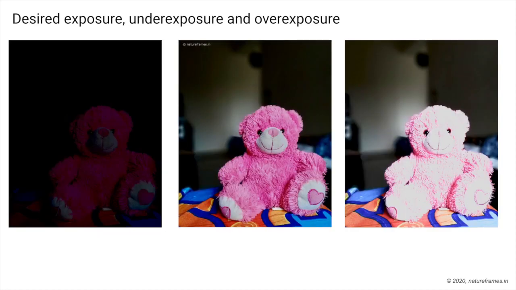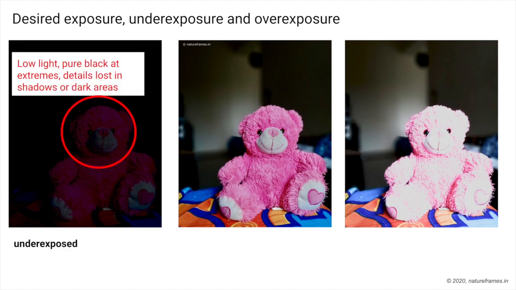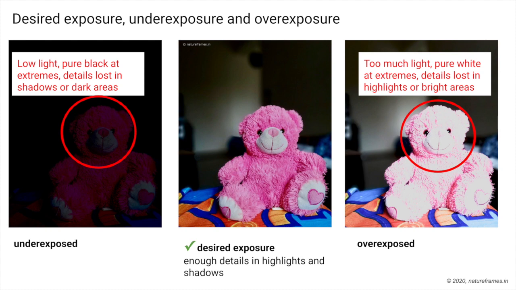Observe the three images taken at different exposures. The first image is underexposed because of low light. The details in the darkest areas of the scene are lost. The second image in the middle has the desired exposure. There are enough details in both the bright and dark areas. The third image on the right is overexposed due to the bright light. Details are lost in the highlights or bright areas.